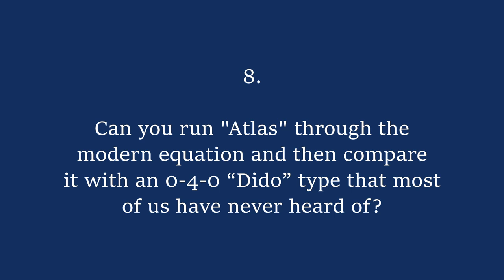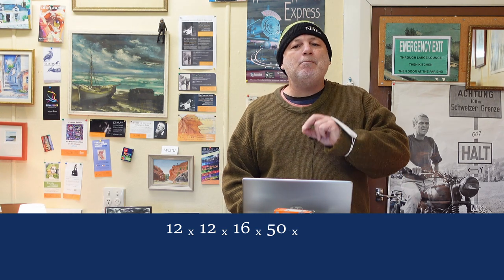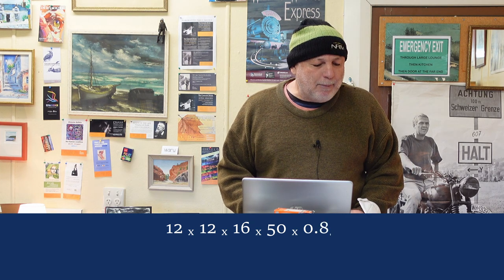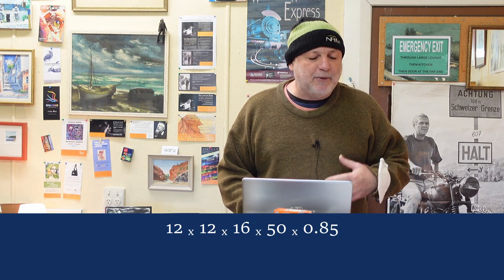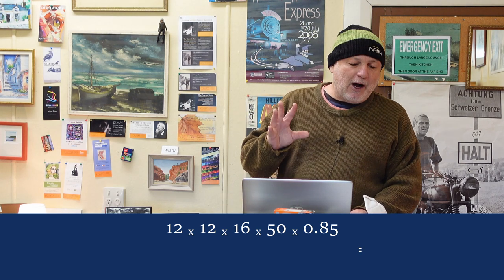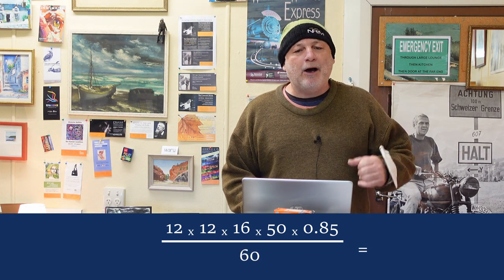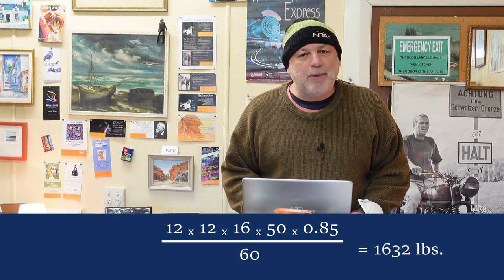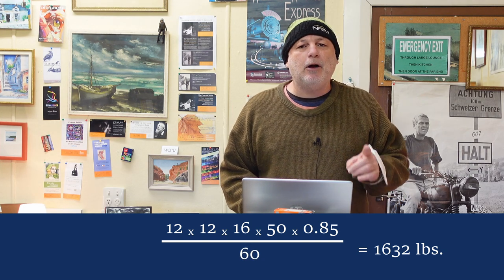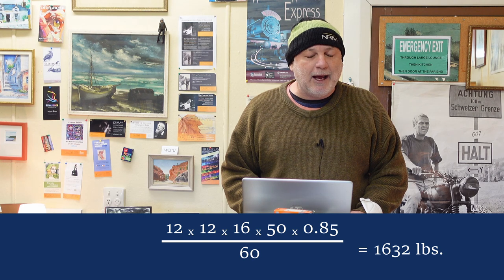Can I run Atlas through the more modern equation? Yes, absolutely. If we do that, we start by squaring the bore of the cylinders, so that's 12 times 12. We multiply that by the stroke of the cylinders, which is 16. We multiply that by the boiler pressure, which is 50. We modify the boiler pressure by 0.85, or in other words, 85% of the boiler pressure. And then we divide that by the diameter of the driving wheels, which is 60. We arrive at 1,632 pounds of tractive effort, which sounds legit for a locomotive of that diminutive size and power.